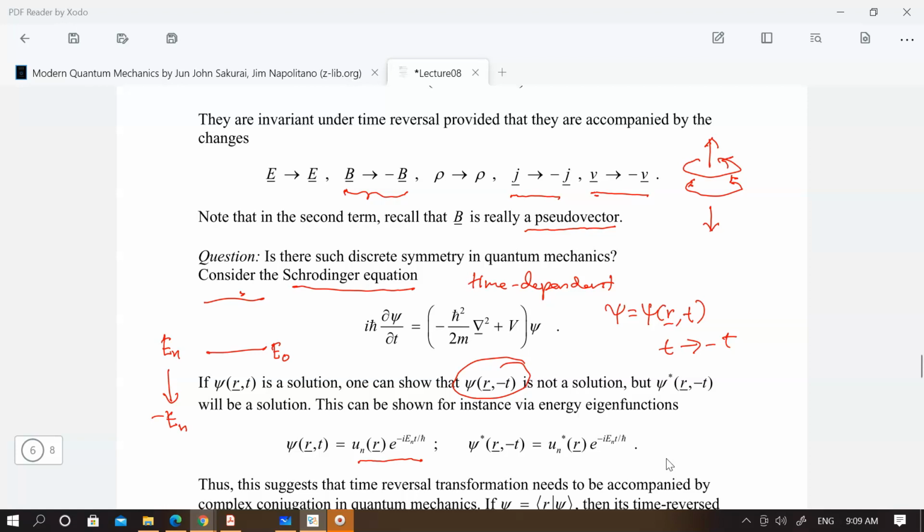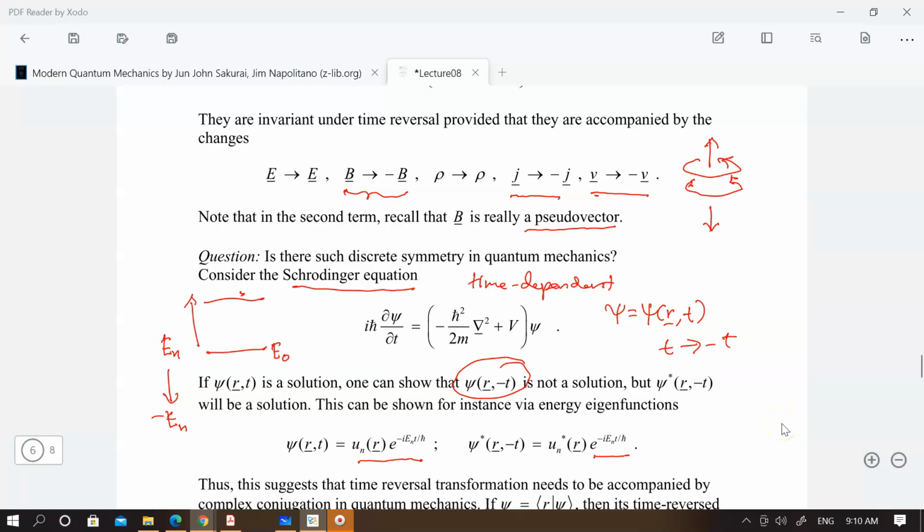And the thing that we need to do is to complex conjugate it. Okay, remember when we did t goes to minus t, this actually gives you a plus, plus iEt over h bar. But if you complex conjugate it again, then you get back to the exponential of minus iEt over h bar, and this will give you back the condition that we had for this case. Okay.